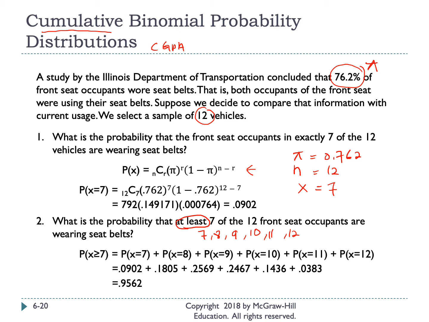When you have this kind of question, asking what is the probability that at least 7 of the front seat occupants are wearing seatbelts, you have to compute all these probabilities. You compute the probability of x equals 7, and then you have to add, because we are talking about cumulative, so you have summations of many things. So plus the probability of x equals 8, and you stop at the probability of x equals 12. You compute all these probabilities and sum them all. You should get the value of 0.9562.